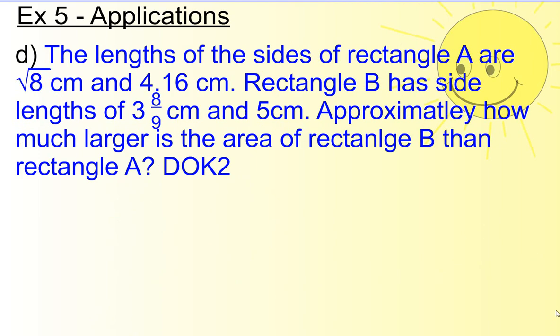And last problem of the day, letter D. The lengths of the sides of rectangle A are square root of 8 centimeters and 4.16 centimeters. Rectangle B has side lengths of 3 and 8/9 centimeters and 5 centimeters. Approximately, how much larger is the area of rectangle B than rectangle A? And I fixed the typos if you saw them. So, pause the video, do it on your own. When you're ready to continue, hit play, and we'll go through it together.